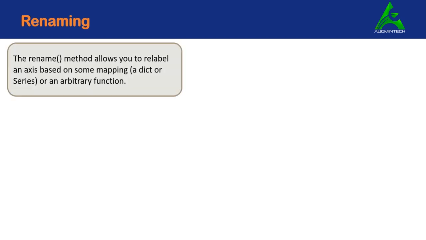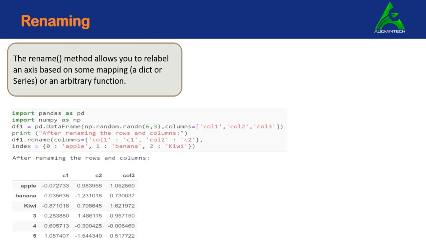Now let's have a look at renaming. The rename method allows you to relabel an axis based on some mapping. It could be a dictionary or series or any arbitrary function. Here we can specify the index and then pass in the key and value pairs. When we do so, what's actually happening is that instead of those indexes, it is taking the values that we are specifying as the keys of the dictionary index.